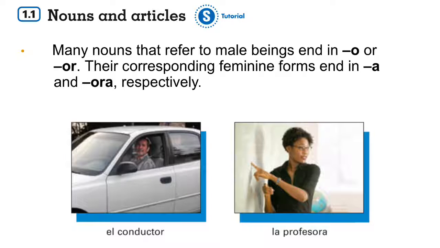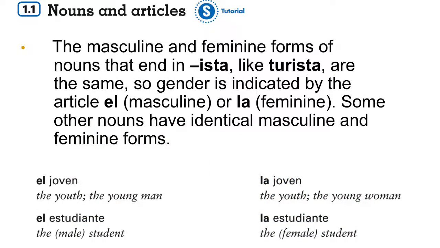Okay, let's move on. The masculine and feminine forms of the nouns that end in ista, like turista, are gender-neutral nouns. Okay, they're the same. So gender is indicated by the article el, which we said meant what? What does el mean? El means the, and it's masculine, good. Or la, which is what? Feminine, muy bien.